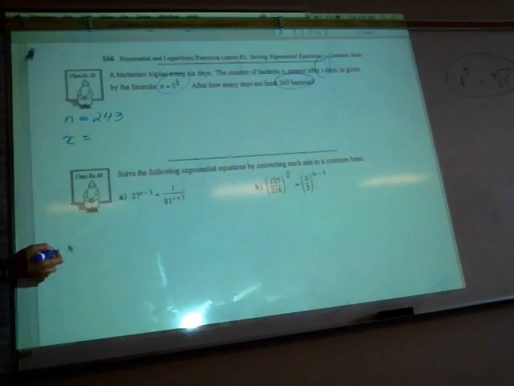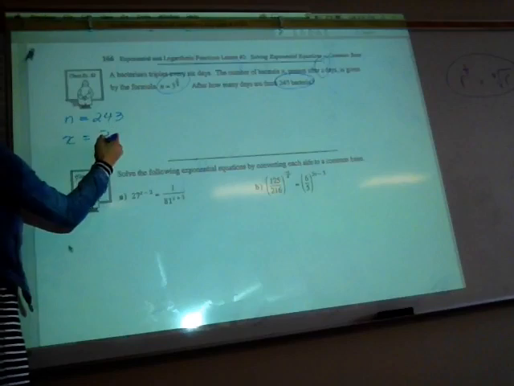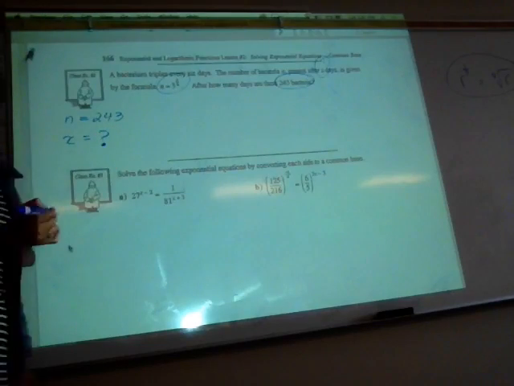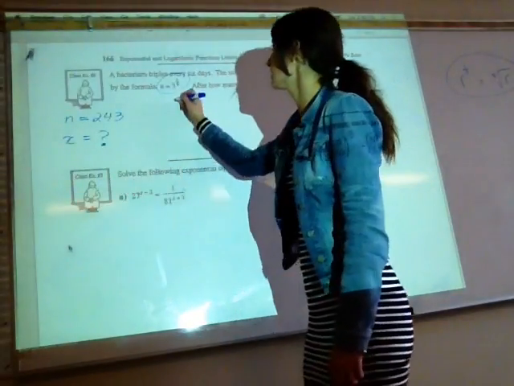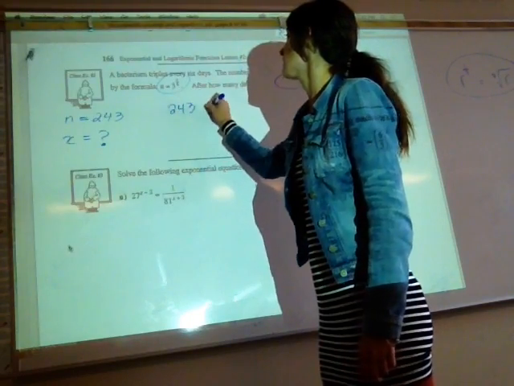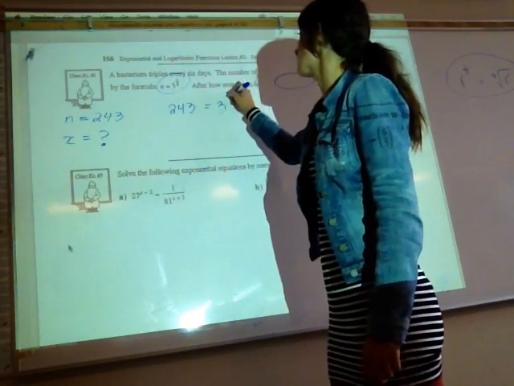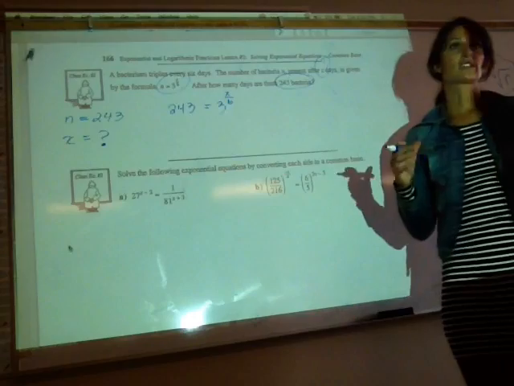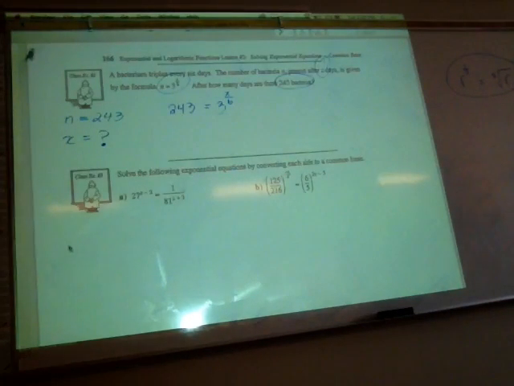X. And they're asking how many days, so that means we're trying to solve for x. So let's sub into our equation. 243 equals 3 to the power of x over 6. This question's exactly like what we just were doing. But now it's asking how many days does it take to get that much bacteria?